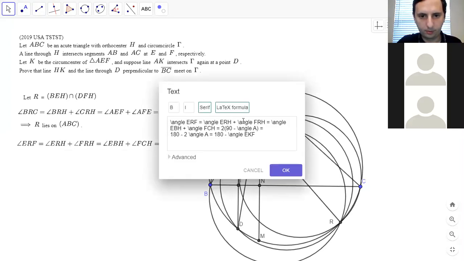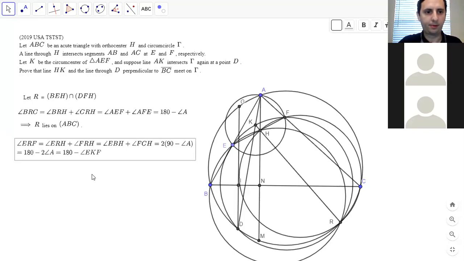How do I space this out? Let me try that. Delete. See how that looks. There we go.